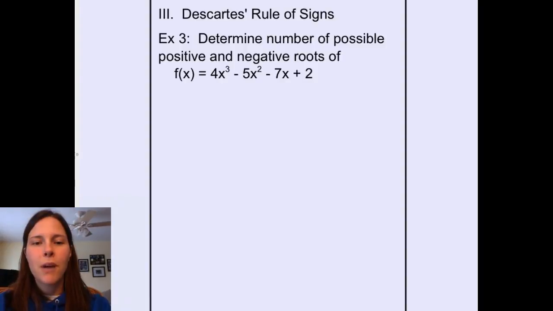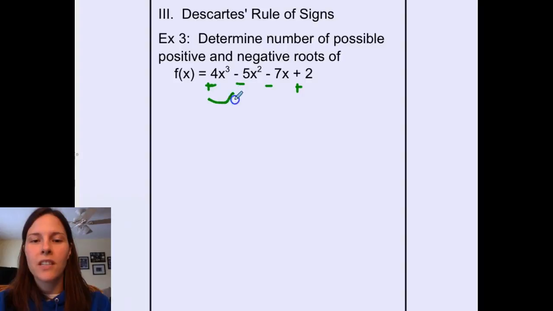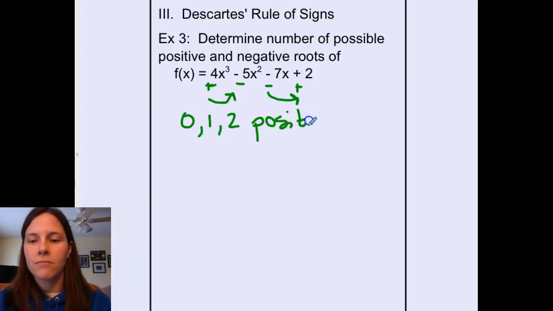Our first term is positive, our second term is negative, our third term is negative, and our last term was positive. So looking at the number of sign changes, we have a sign change from positive to negative, and then there was not a sign change, it stayed negative, and there was another sign change from negative to positive. So we had 2 sign changes, so there are at most 2 positive zeros. So there could be 0 positive zeros, there could be 1 positive 0, or there could be 2 positive zeros.